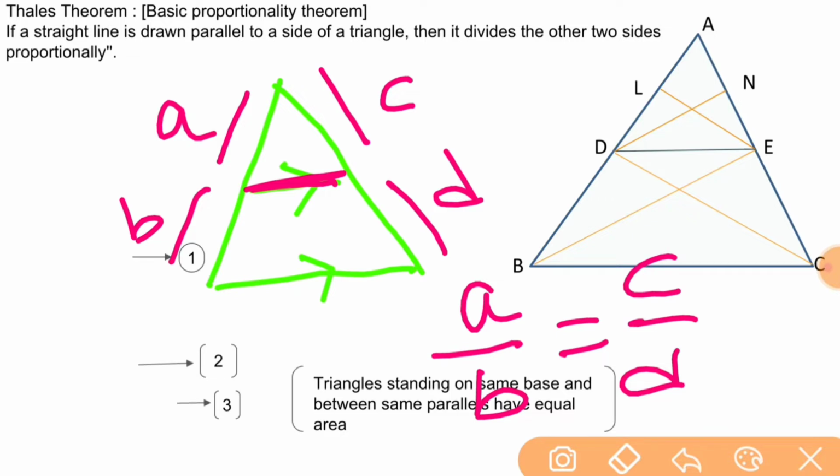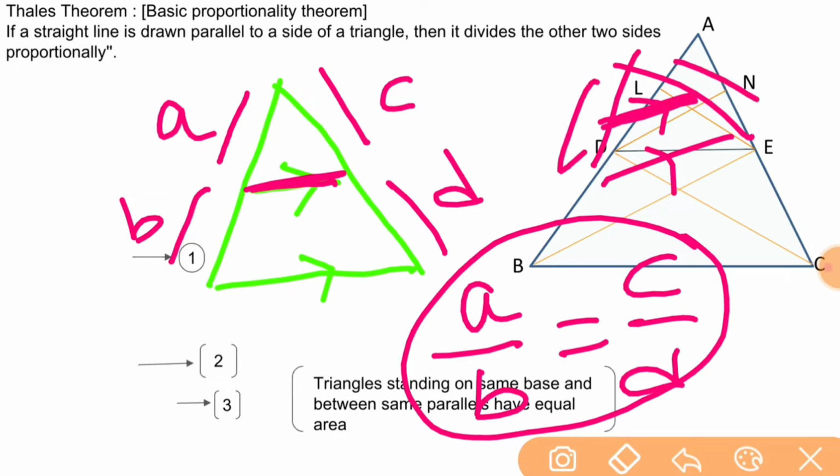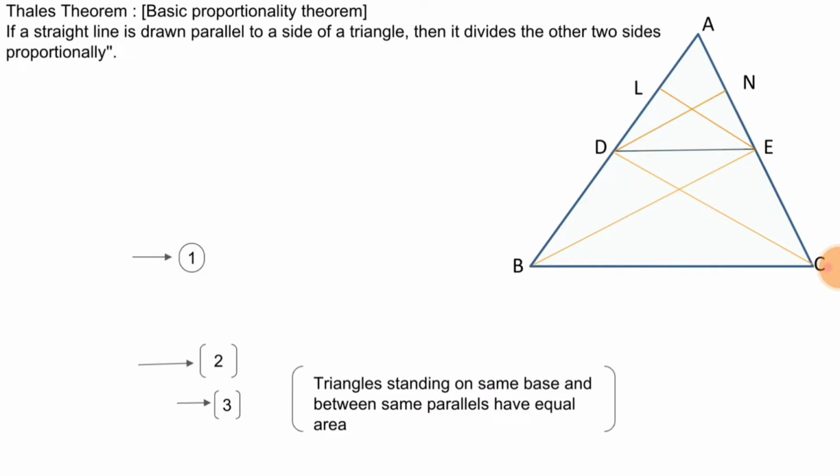So here we have come to know what I need to prove. What is given is that there is a triangle and one line is drawn parallel to one side of the triangle. I need to prove that this line divides the other two sides proportionally. Let us start the theorem now.